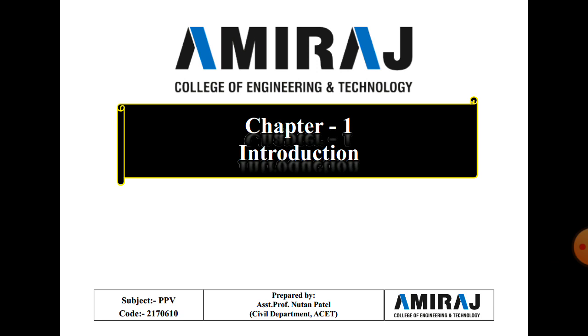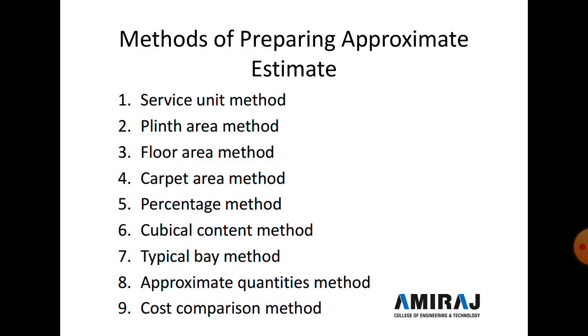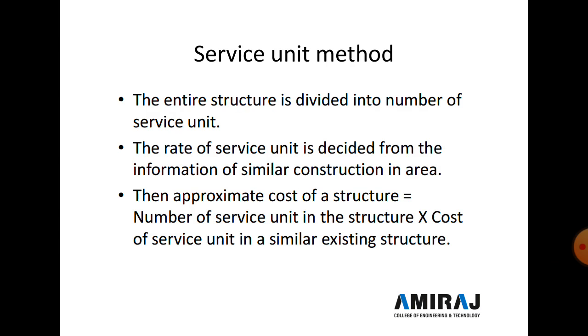So the first one is the service unit method, second is the plinth area method, third is the floor area method, fourth is the carpet area method, fifth is the percentage method, sixth is the cubical content method, seventh is the typical bay method, eighth is the approximate quantity method, and ninth is the cost comparison method. So one by one we discuss all the methods. We start with the first method, the service unit method.